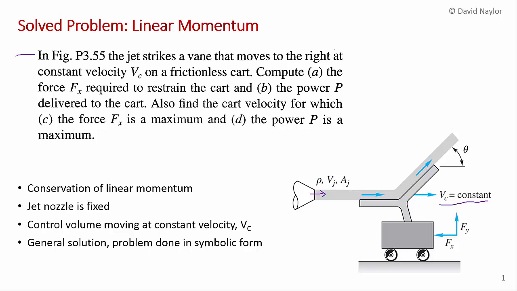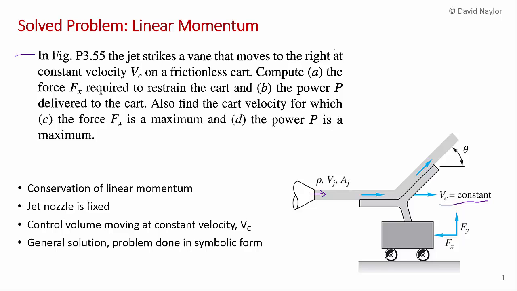B, the power delivered to the cart, and also find the cart velocity for which C, the force Fx, is a maximum, and the cart velocity for which the power is a maximum. What we're talking about here is the power imparted by the jet to the cart.